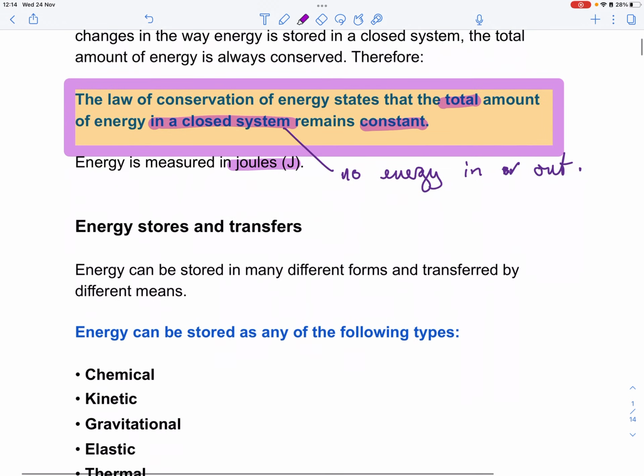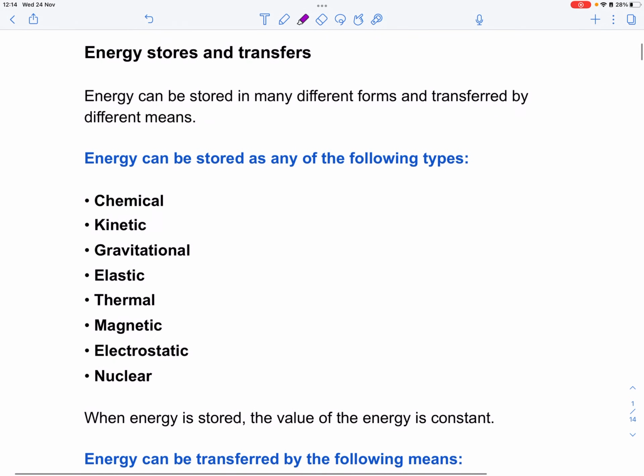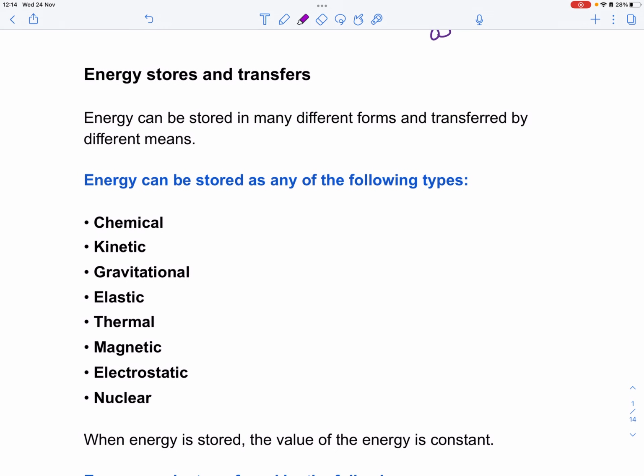Okay, so let's have a look at some of the stores, some of the types of energy that we can have. So a store is basically an amount of energy within an object or within a system, and there are different stores, different types of store. And here's a list of some of them. So chemical energy is a store that is stored within the bonds of a chemical, a molecule or whatever. And that can be released by breaking the bonds, but we'll talk about that later. So it's chemical energy stored in molecular bonds. For example, fuel. So fuel contains chemical energy, and when you burn the fuel, you break those bonds in the chemicals and you release that energy.